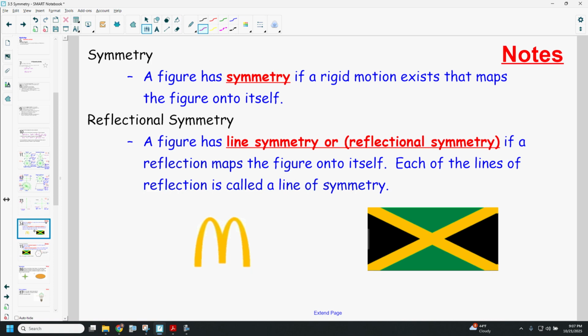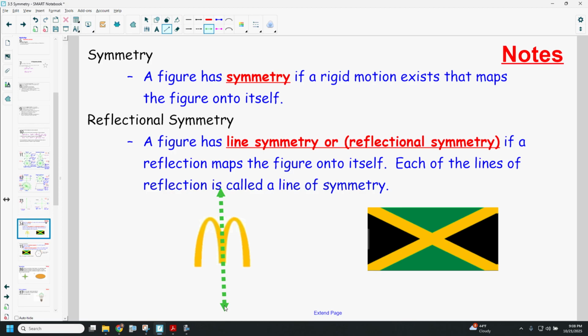Okay, a figure has symmetry if a rigid motion exists that will map the figure onto itself. We have two types of symmetry that we are going to look at here today. The first is what we call reflectional symmetry. A figure will have reflectional or line symmetry if a reflection maps the figure onto itself. Each of these lines of reflection is called a line of symmetry. You'll notice I've got a McDonald's M here. If I draw that line right down the middle, the left side of the line and the right side of the line are exact images of each other.